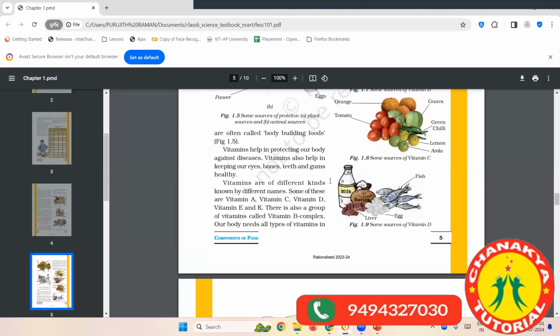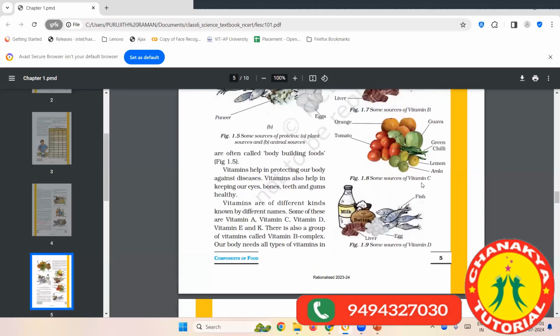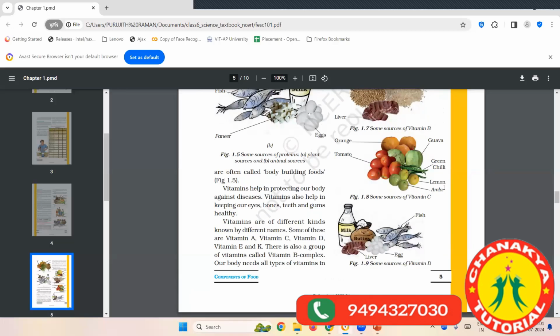Okay. So see here, some sources of vitamin D, some sources of vitamin C. Amla, lemon, green chili, guava, orange, tomato. These items have a high amount of vitamin C. And whatever we discussed just before, fish, milk, meat, these are all rich in vitamin D.